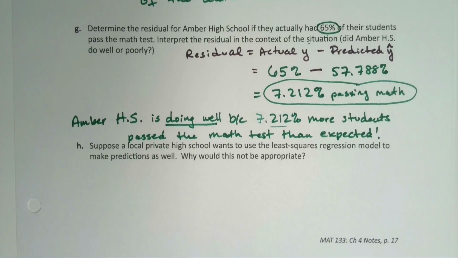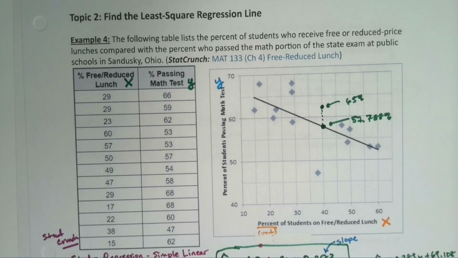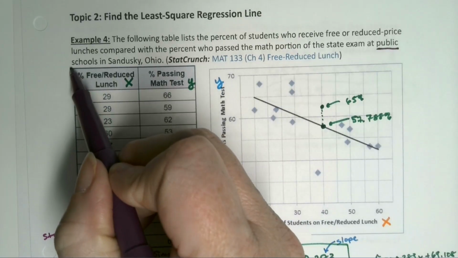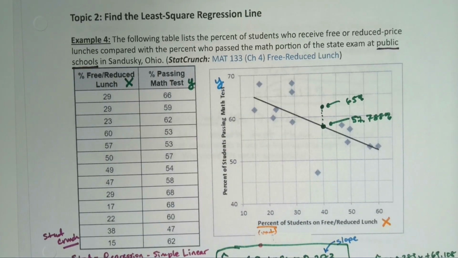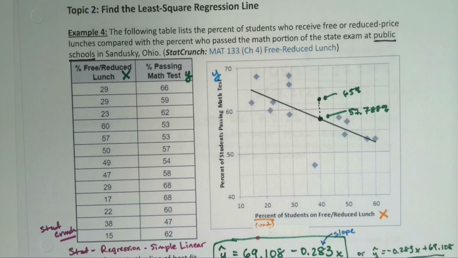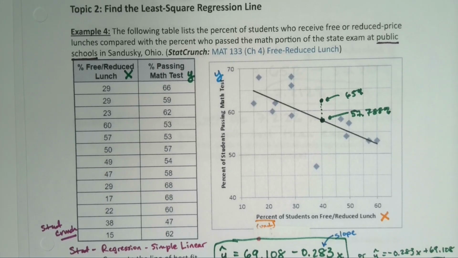Now, suppose a private high school wanted to use this regression model and all of these data to make predictions as well. Why would that not be appropriate? Well, you have to remember that our particular data set was built entirely from public schools right here. So it's only fair to compare it to other public schools. It would not be appropriate to compare private schools to this because private schools have different rules and regulations involving them.